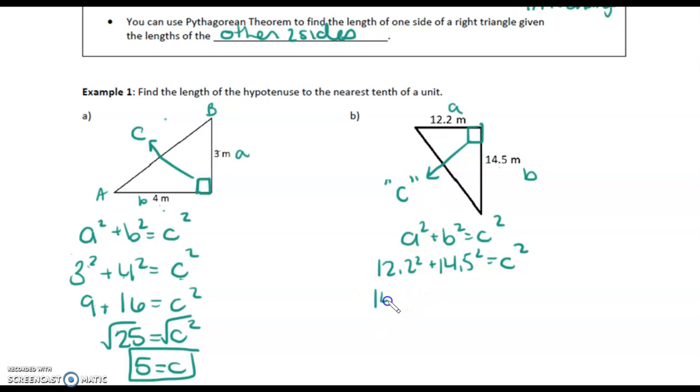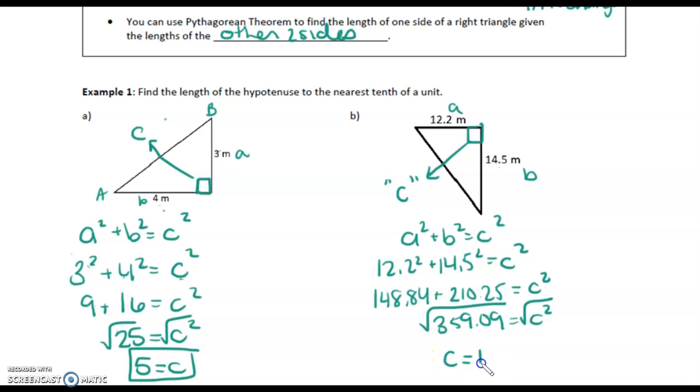So I get 148.84 plus 210.25 equals c squared. So altogether, that's 359.09 equals c squared. Now, if we root both sides, we're going to isolate for c, and we get c equals, let's go 18.9, and that's going to be in meters. That's in meters as well.